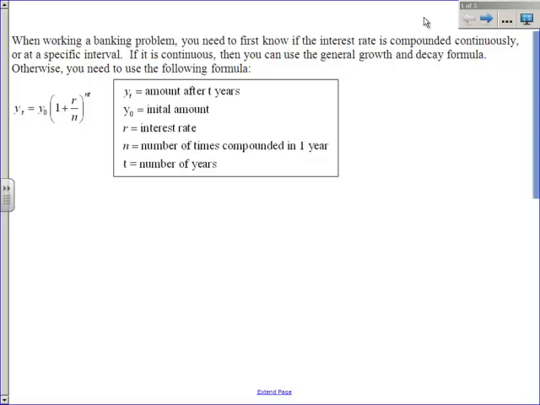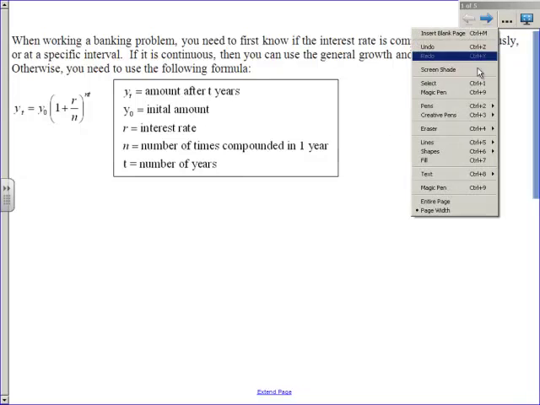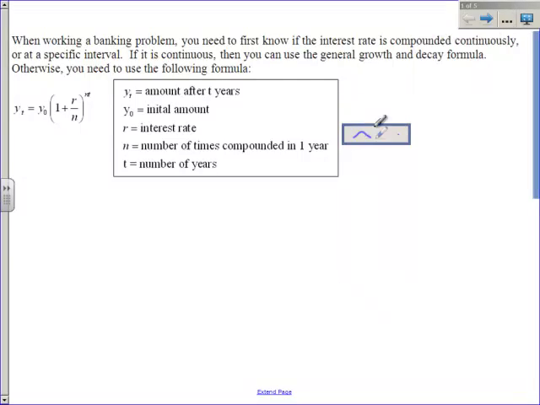And it depends on how often your interest is compounded. And if it's compounded continuously, then we're going to be using our regular growth and decay formula, except this time it'll be A equals P e to the RT. That's the one that's typically used instead of the N equals N naught times e to the KT. This is your continuous compound formula.